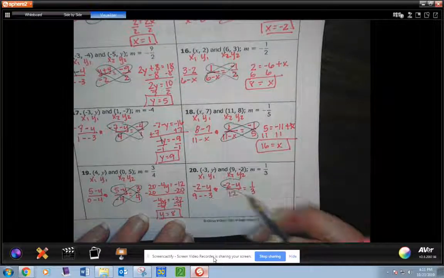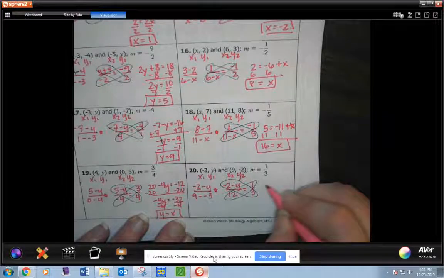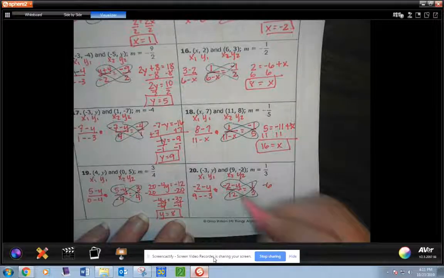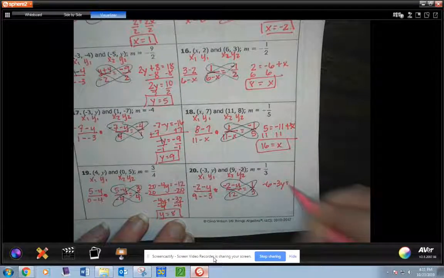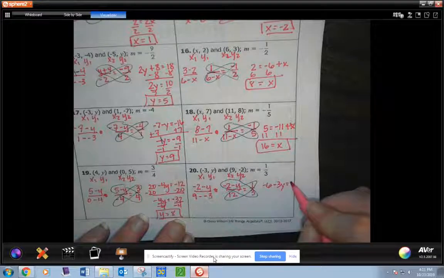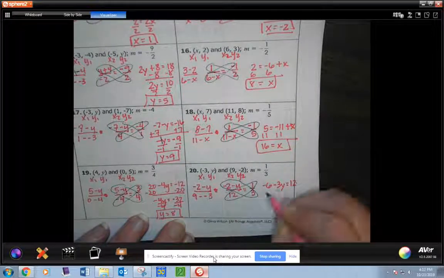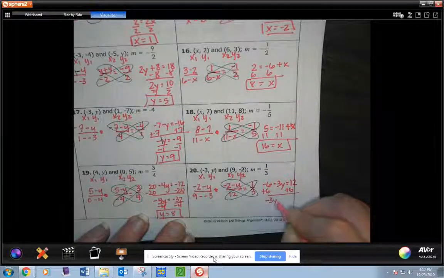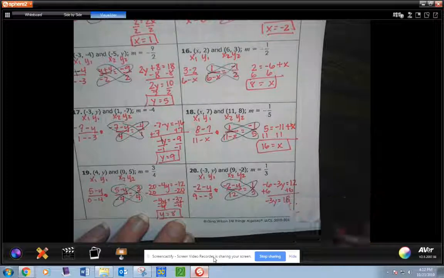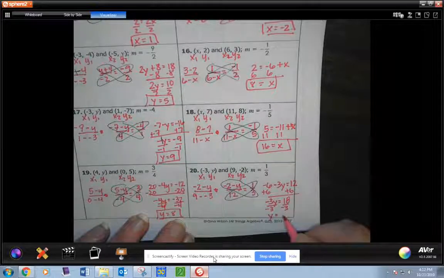Now I'm going to cross multiply. Okay, negative 2 times 3 is negative 6. Negative y times 3 is negative 3y. Set it equal to 12 times 1 is 12. Okay, to get y by itself, we must add 6. That gives me negative 3y equals 18. To get y by itself, I divide by negative 3, and that will give me negative 6.